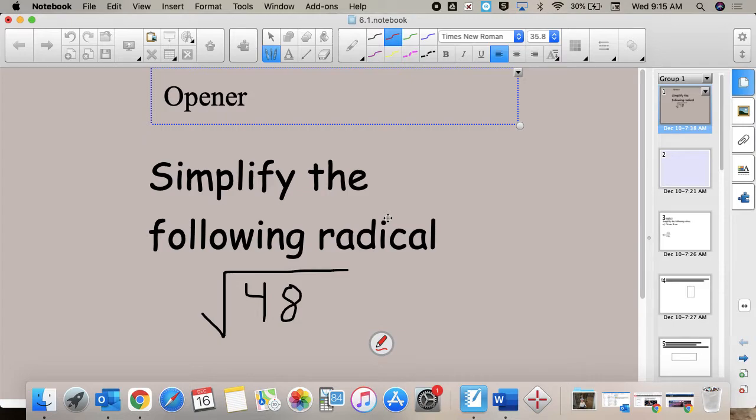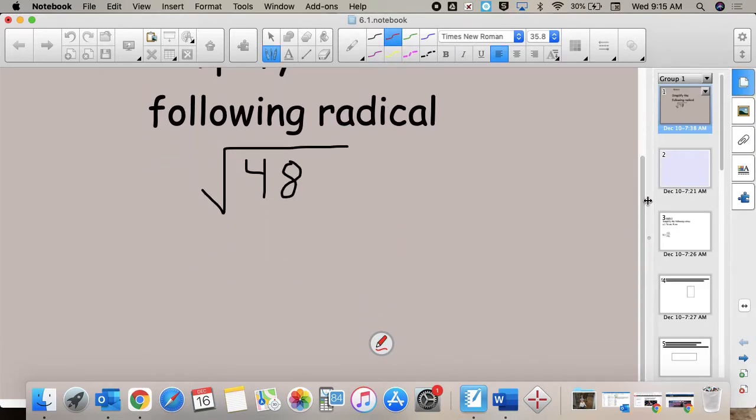When we look at simplifying a radical here, this is where we look for a perfect square that goes evenly into it. If you remember from earlier this year, perfect squares are numbers like 4, 9, 16, 25. Numbers you know the square root of. So you want to pick the biggest perfect square that goes into 48. The biggest perfect square that goes into 48 evenly is 16.